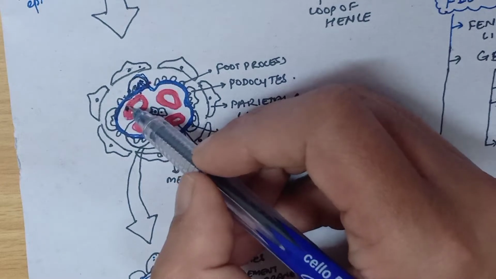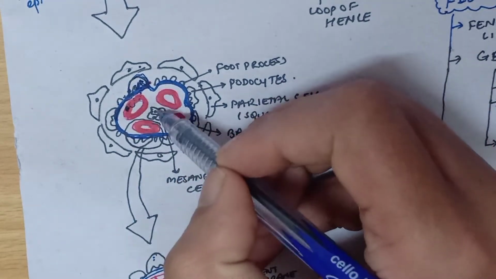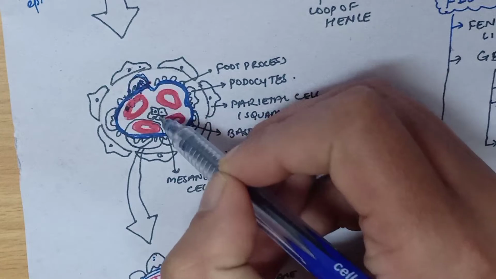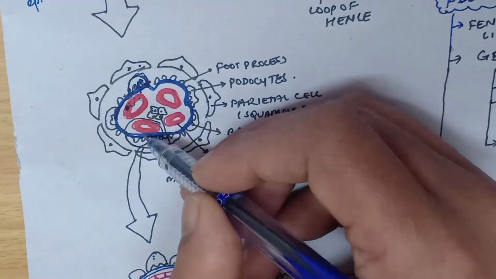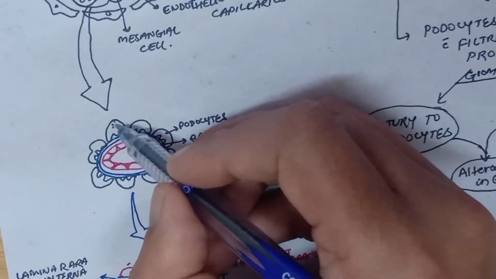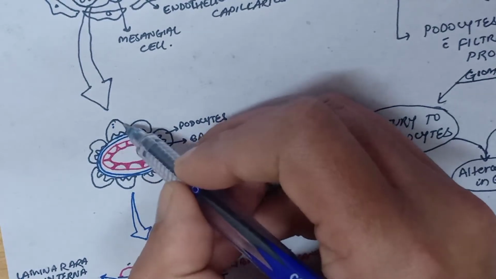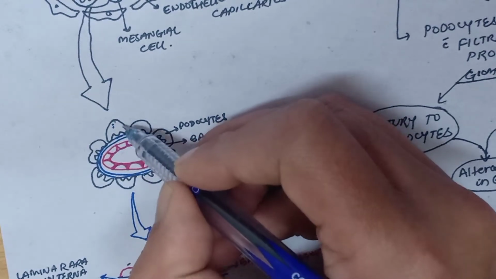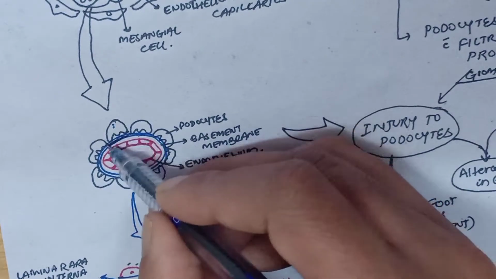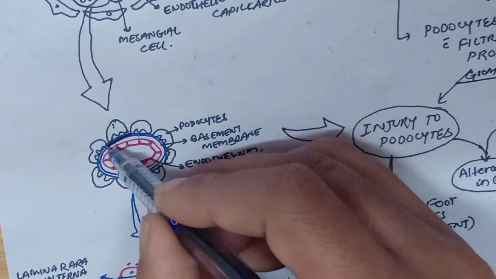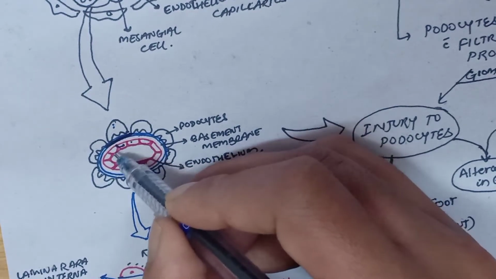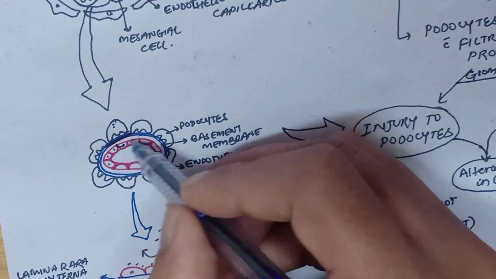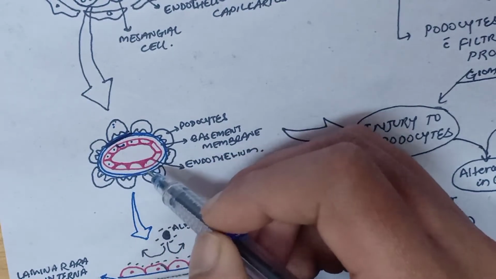So the inner side of the capillaries is made up of endothelium, and in between the capillaries there are mesangial cells. These mesangial cells are the supporting cells. When we look at this portion, the outer one is the podocytes. The outer one is the visceral epithelial cells, known as the podocytes. The middle one is the basement membrane, and the innermost is the endothelial cells of the capillaries.